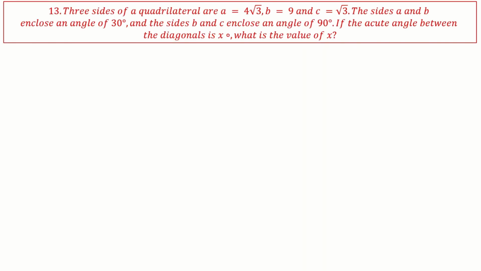Three sides of a quadrilateral are A equal to 4 square root of 3, B equal to 9, C equal to square root of 3. The sides A and B enclose an angle of 30 degrees and the sides B and C enclose an angle of 90 degrees. If the acute angle between the diagonals is x degrees, what is the value of x?